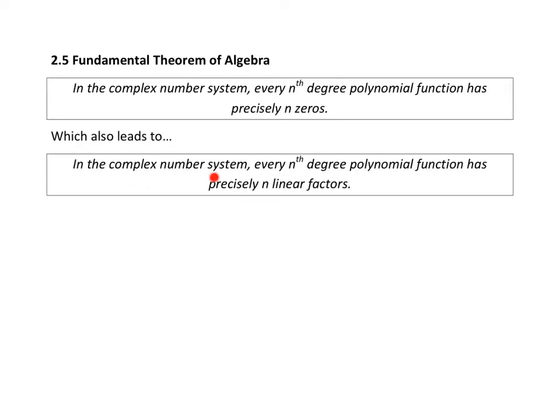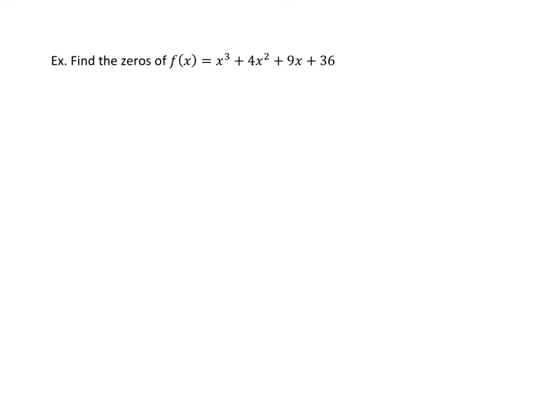In the complex number system, every nth degree polynomial also has precisely n linear factors, and we've been doing that as well, so there shouldn't be anything new. Finding the zeros of this polynomial, first thing I'm going to do is this one actually looks like it might be factorable, so let's try that.